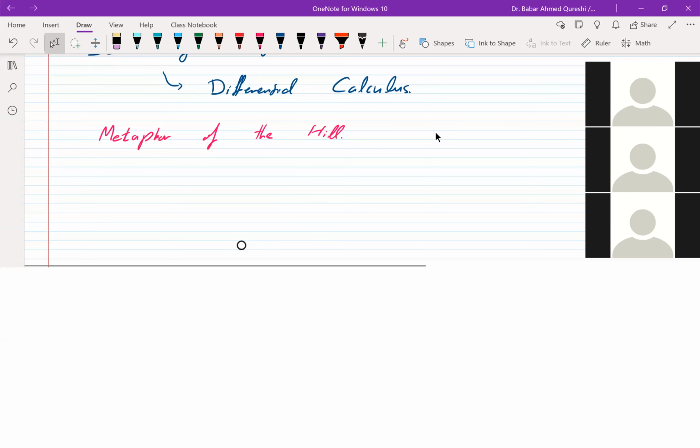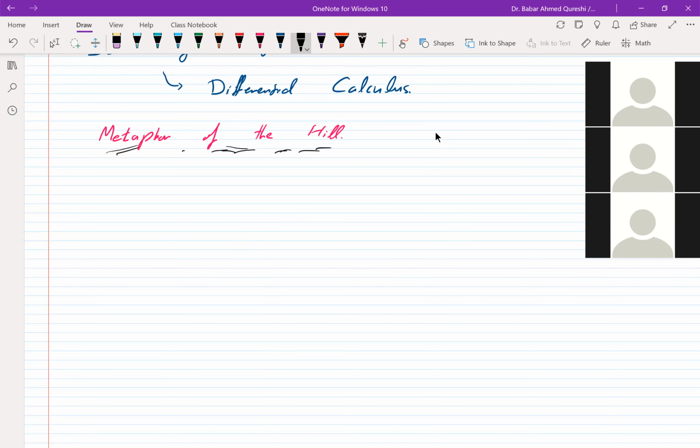So one variable functions, you can understand them through this metaphor. If you want to make sense of them and make a mental model, you can think either in terms of motion, as we discussed last time, or in terms of climbing a hill. And how do you do it? I'm just going to discuss it.